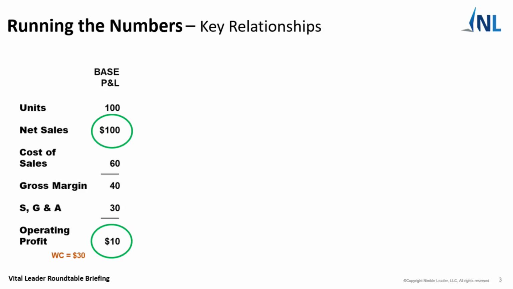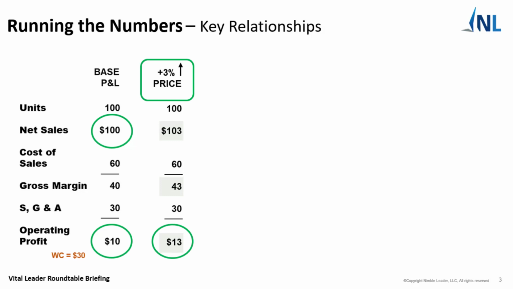Now this business has an investment of working capital of $30. That would be investment in things like inventory and receivables. If I take a 3% price increase, my operating profit grows to $13, a 30% increase versus the base case. In essence, 3% equals 30%.